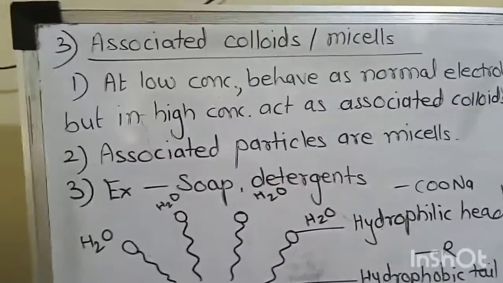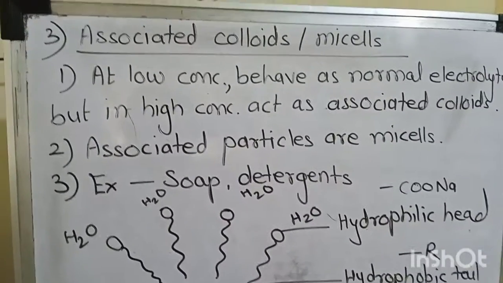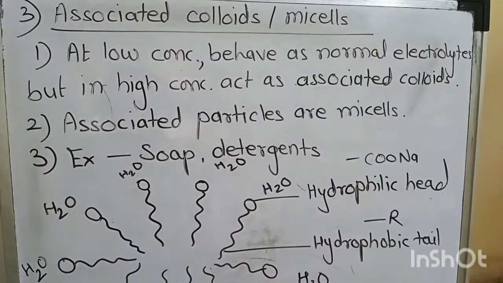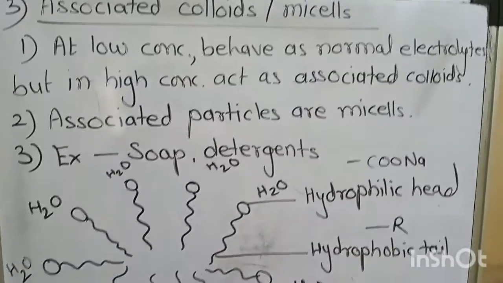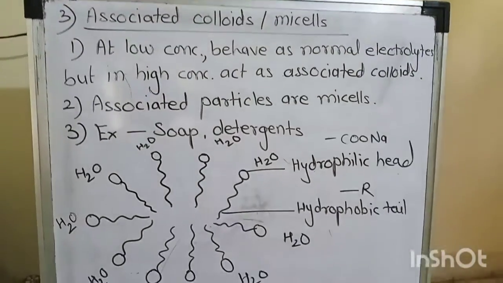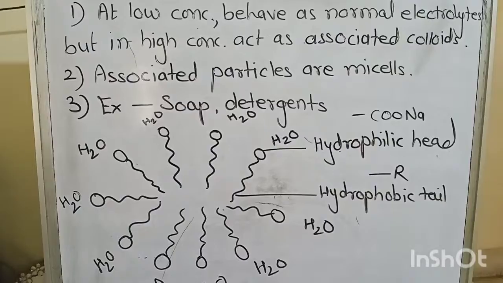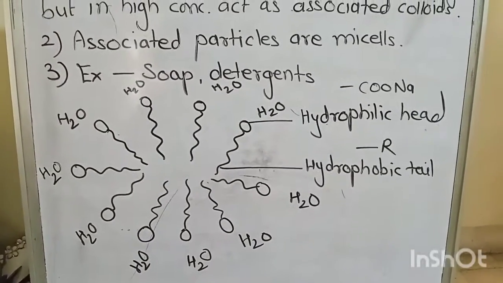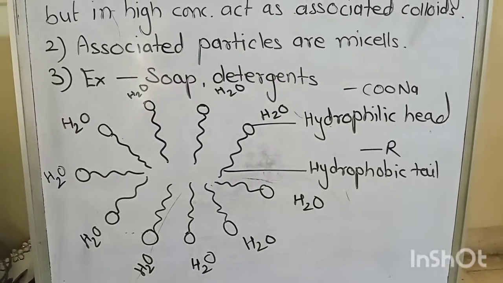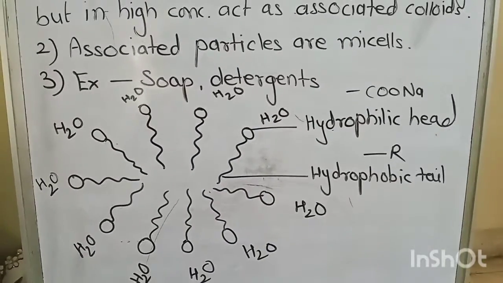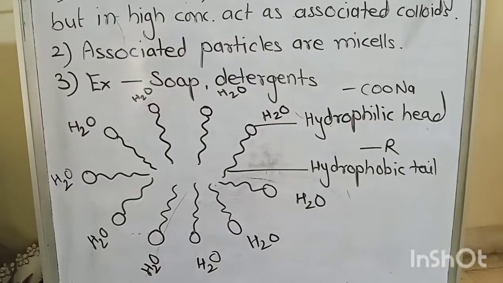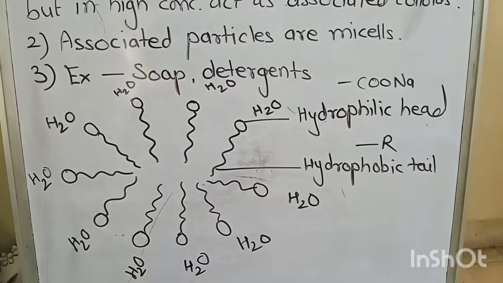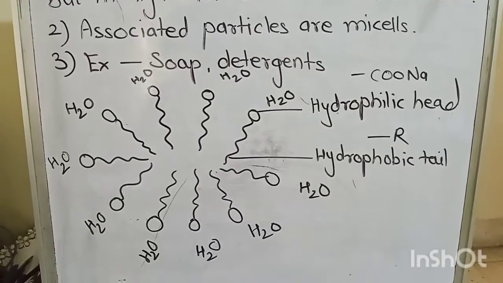Third type of colloids are associated colloids or micelles. At low concentration, they behave as normal electrolytes, but at higher concentration, they act as associated colloids. These associated particles are called micelles. For example, soaps or detergents. You know what a soap is? Soap is the sodium salt of a higher fatty acid. So the general formula is RCOONa. Now this R part is hydrophobic and the COONa part is hydrophilic.